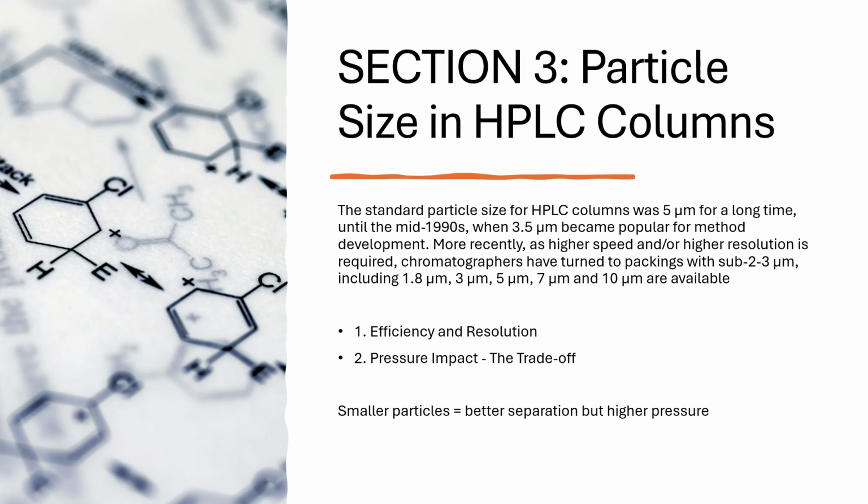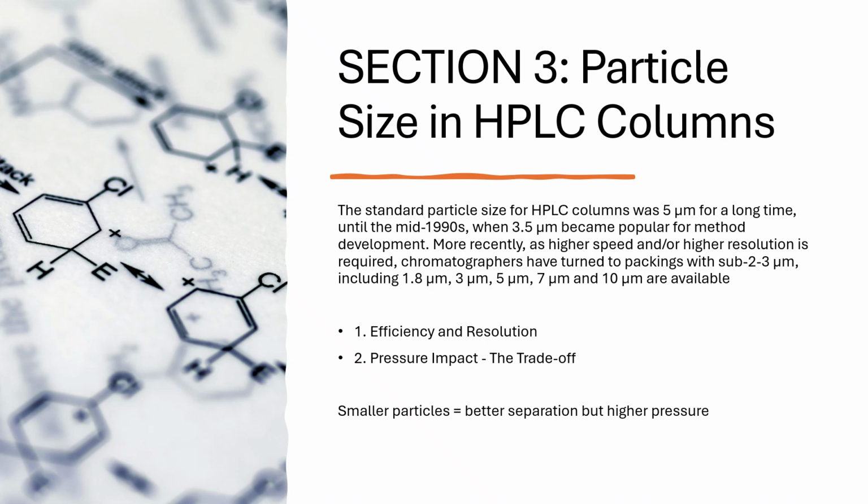Just changing from 5 micron to 3 micron particles and keeping all the other factors constant will produce an increase of 20 to 25% in efficiency and subsequently around 9 to 12% increase in chromatographic resolution.